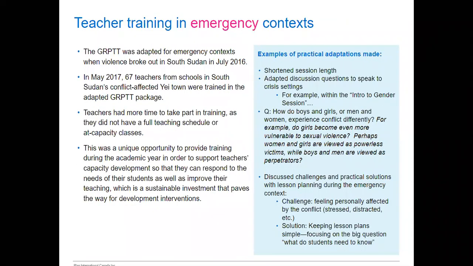So the GRPTT was adapted for emergency contexts when violence broke out in South Sudan in July 2016. Due to security constraints, the Success Project closed in September 2016, but key activities continued by Plan International until July 2017, including the GRPTT. In early 2017, the adapted package included guidance on implementation in the conflict setting with specific sessions to emphasize and opportunities to integrate conflict sensitivity throughout. Next slide.